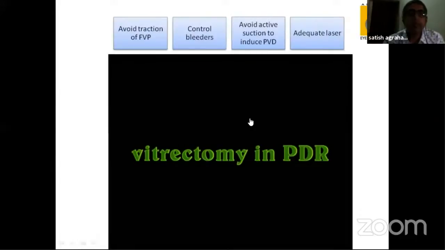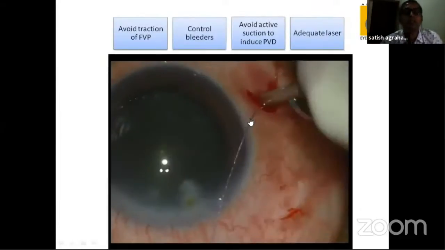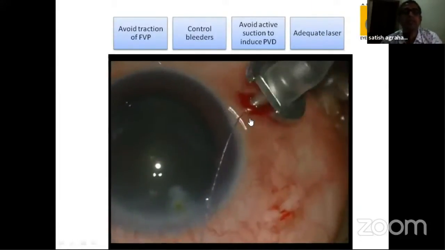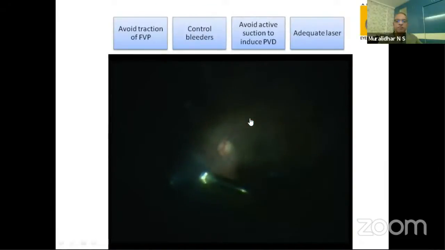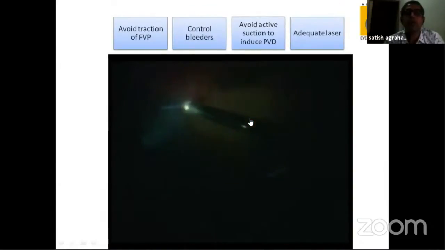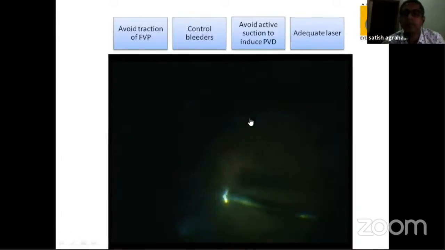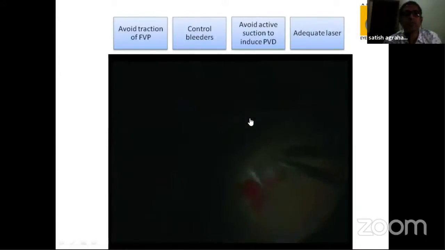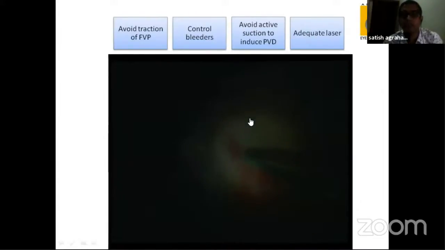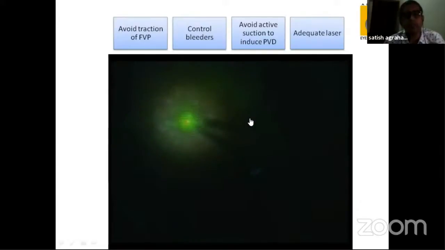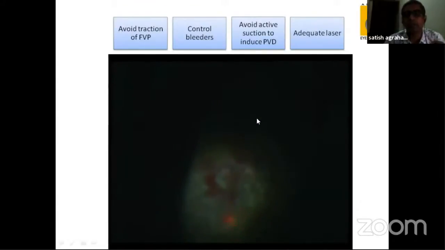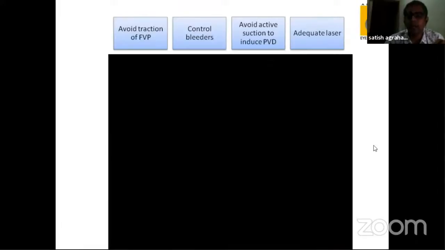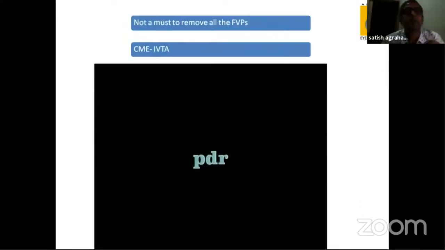So this is a video which is showing these 4 important tips. Whenever you are trying to do a vitrectomy, try to avoid suction to induce a PVD. Avoid traction around the fibrovascular proliferation. It is going to bleed, and as soon as it bleeds, try to cauterize as quickly as possible so that the view will not be compromised for that particular patient. And do an adequate laser at the end of the surgery, and that is extremely important.